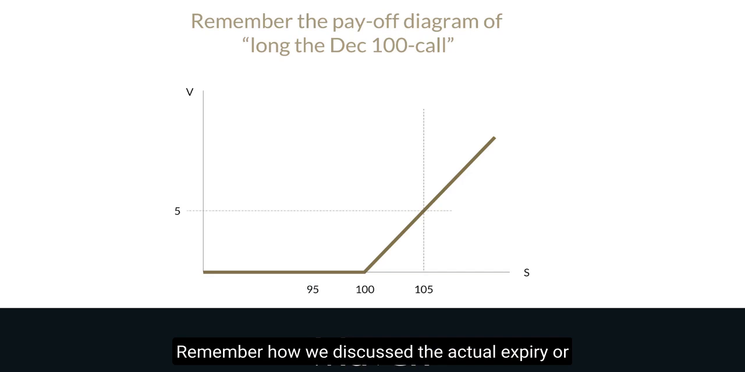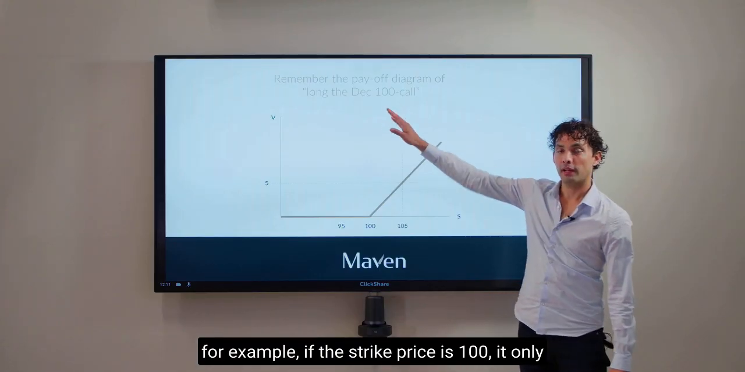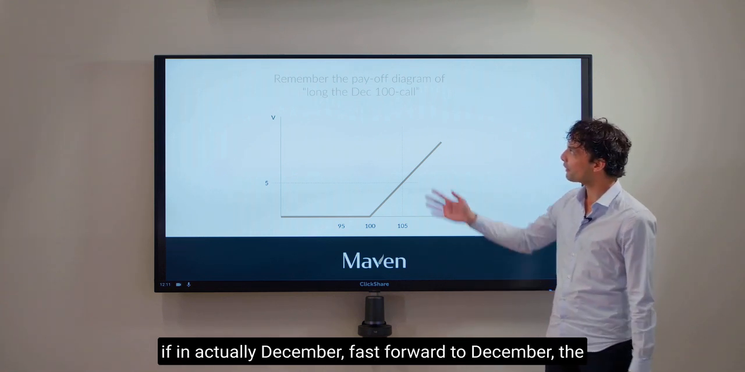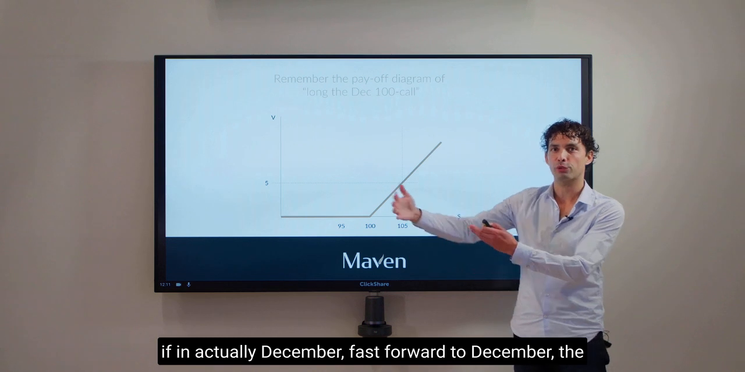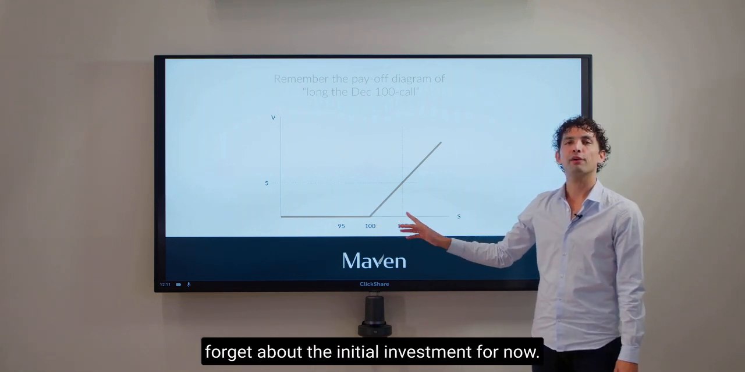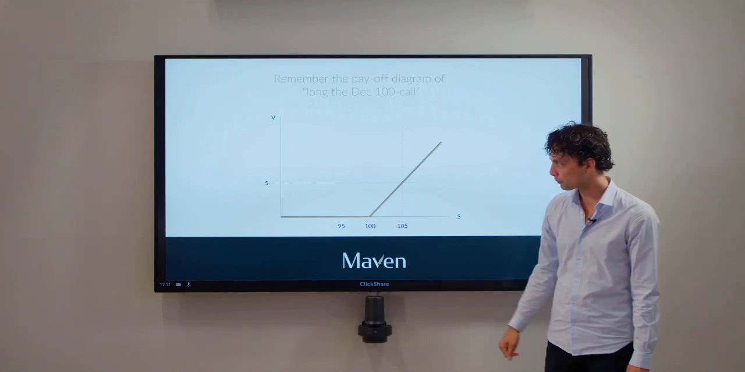Remember how we discussed the actual expiry or payoff diagram of a December 100 call, for example. If the strike price is 100, it only becomes profitable or useful to make use of your right if, in December, fast forward to December, the stock price will exceed a price of 100. And forget about the initial investment for now.